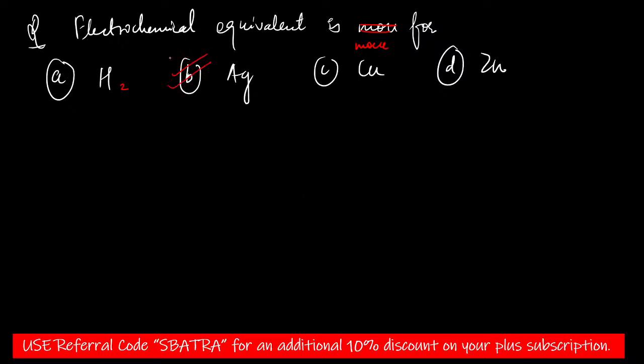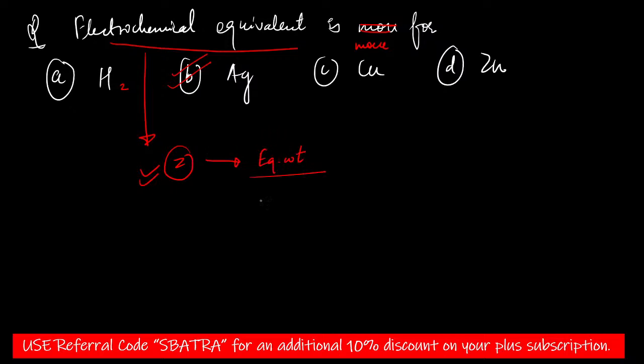How is it the correct answer? Electrochemical equivalent means we are talking about Z. What is Z? Z is nothing but equivalent weight divided by 96500. And what is equivalent weight? Equivalent weight is nothing but molecular weight divided by the N factor or equivalence. For H2, molecular weight is 2 and N factor is definitely 2. So the equivalent weight for H2 is 1.